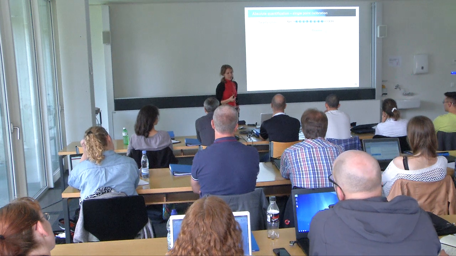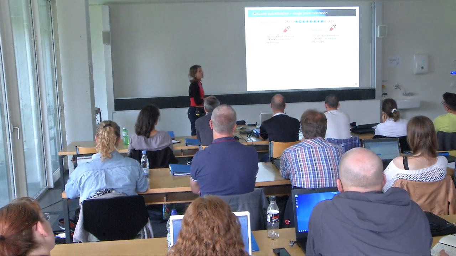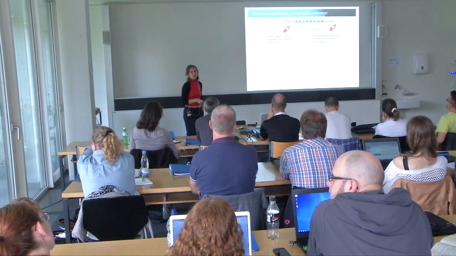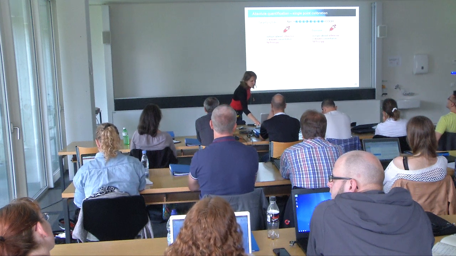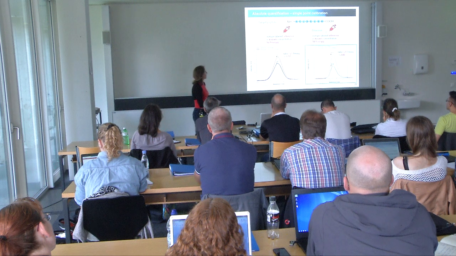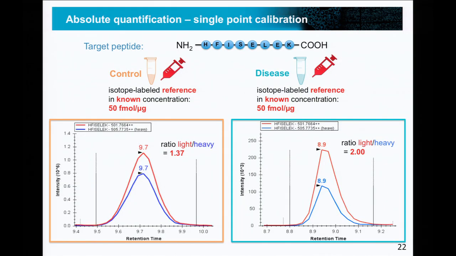Exactly. The only difference compared to what I've told you before is that you spike in your reference in a known concentration. So let's assume we spike in this synthetic reference in 50 femtomole per microgram. Then what you can do is, by looking at these ratios that we obtained before, you can simply, based on the ratio, calculate that if the blue curve is 50 femtomole, then the red, the light endogenous analyte, should be 68.5 or 100 femtomole, just based on the ratio.